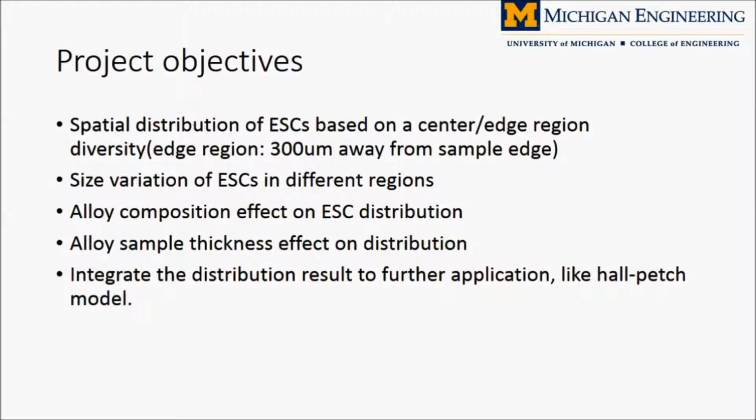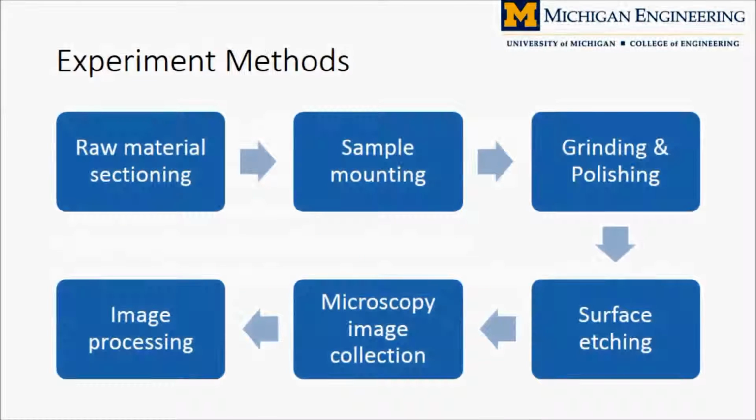It is the objective of this contribution to investigate a quantitative conclusion for high-pressure die casting AM series alloy ESCs' spatial and size distributions. Such distribution was applied to a modified Hall-Petch model to quantify the ESCs' effect on yield strength, and would be further used to predict other mechanical properties for magnesium alloy.